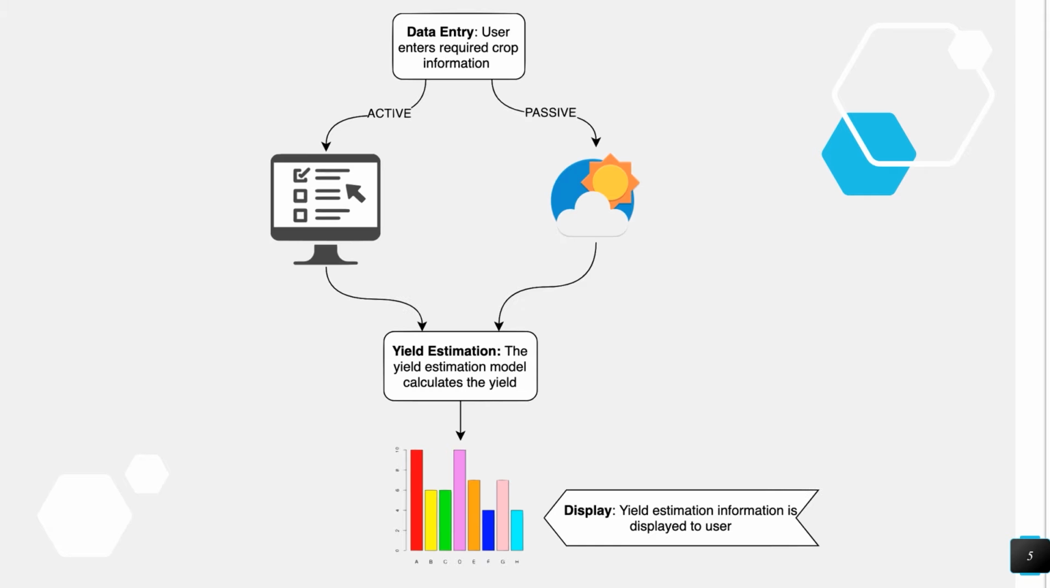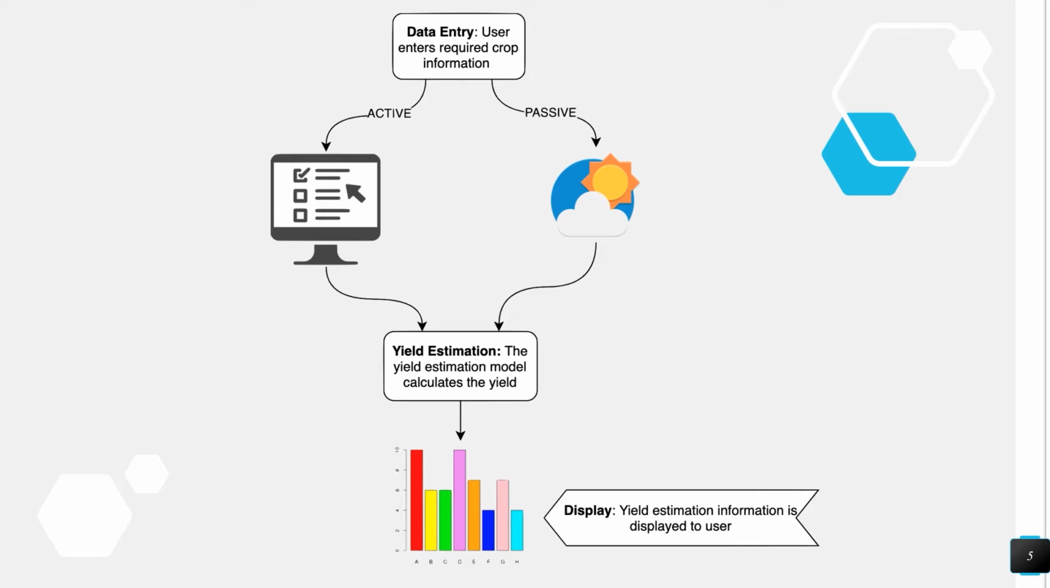The collection of data has been split into active, data required by farmers, i.e. crop type, and passive data that the system will retrieve, i.e. weather data. One goal of the system is to minimize the amount of effort required by farmers to collect and input the active data needed for an accurate estimation.